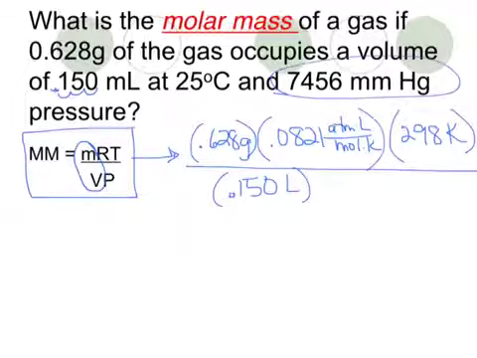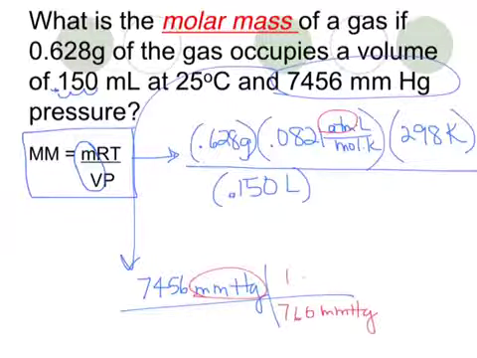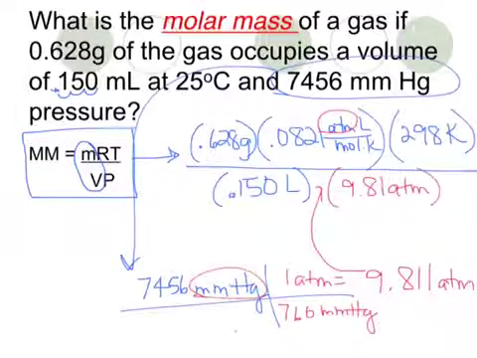And now this guy, I've got millimeters, can't use it. So 7,456 millimeters. The reason I can't use it is because if I have millimeters here, atmospheres here, I'm not going to be able to cancel them in a minute. So I'm going to get rid of it now. 760 millimeters of mercury in an atmosphere. And that's equal to 9.811 atmospheres. That can go up here for our pressure. 9.81 atmospheres. That is an insane amount of pressure, by the way.